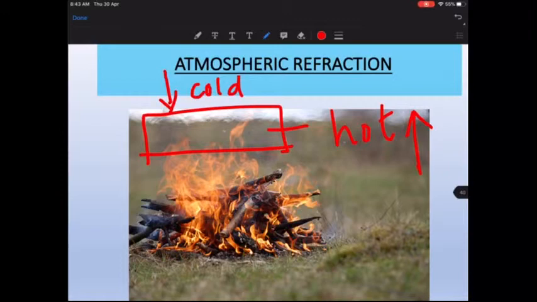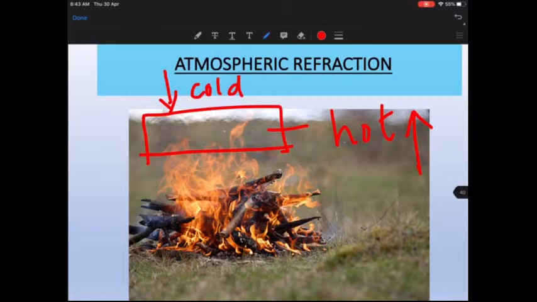Now, what is the refractive index of hot air? Is hot air rarer or denser? Hot air is very, very rare. So here the hot air which is going up has a lower refractive index, but the cold air which is coming down is denser. So there is a change in the refractive index which is taking place.